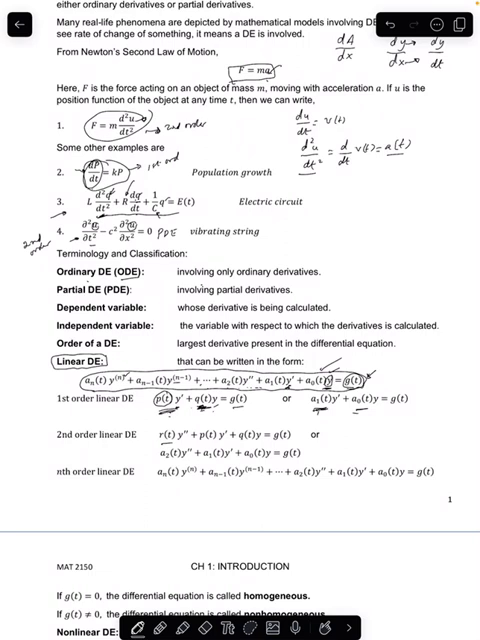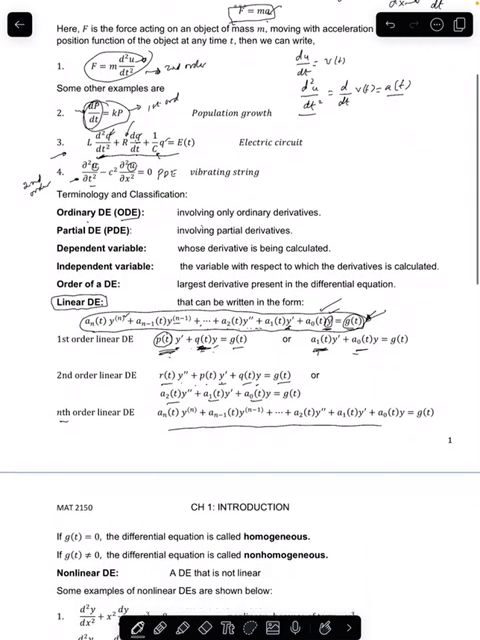A function of t multiplied by the second derivative of y plus a function of t multiplied by the first derivative of y plus a function of t multiplied by y equals a function of t. And again we can have different names for the coefficients. Now what is this? This is the same equation as I have up here. This is the nth order linear differential equation. n can be anything, 3, 5, 8, 10, whatever you want.